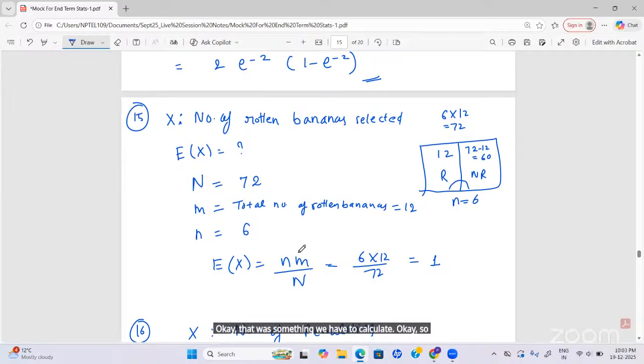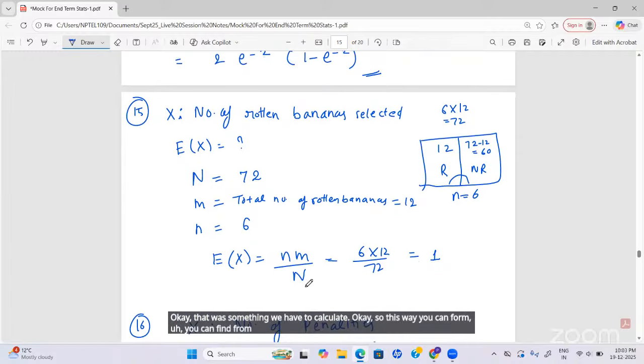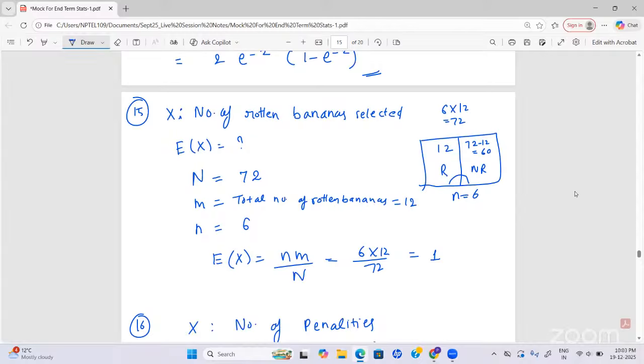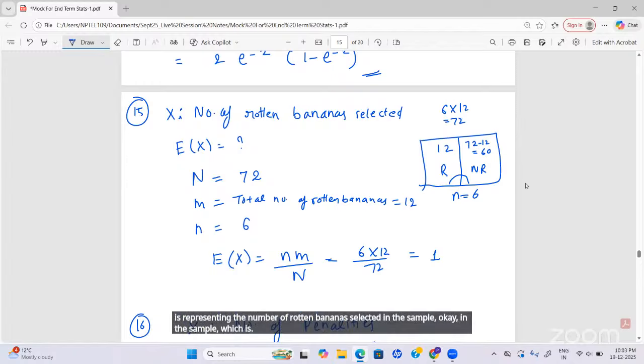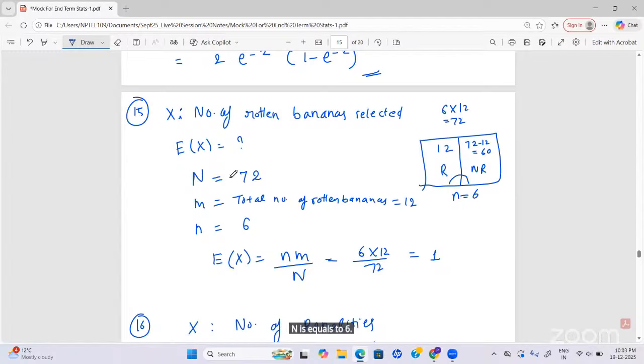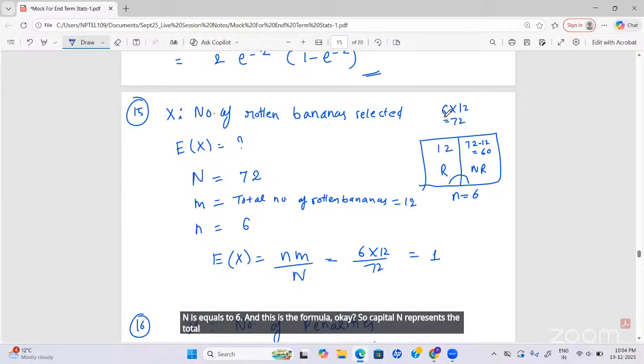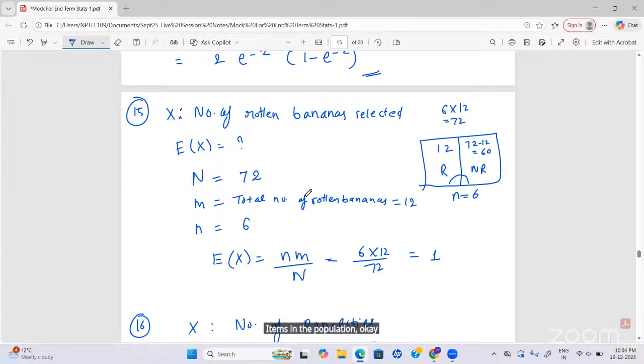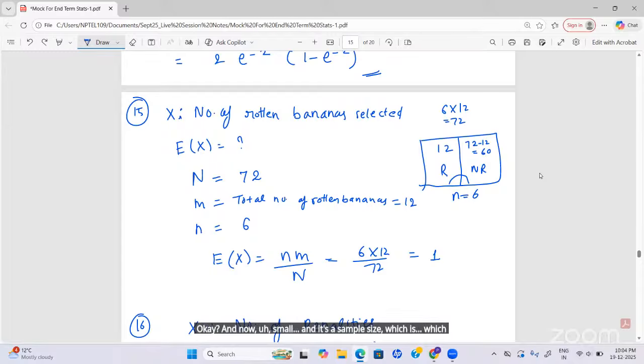So this way you can find from this formula. You can select that random variable x is representing the number of rotten bananas selected in the sample, which is n equals 6. And this is the formula. Capital N represents the total number of items in the population. M is the total number of items in that category, which is the rotten bananas here. And small n is the sample size which you are taking. Yeah, ma'am, understood. Thank you, ma'am.